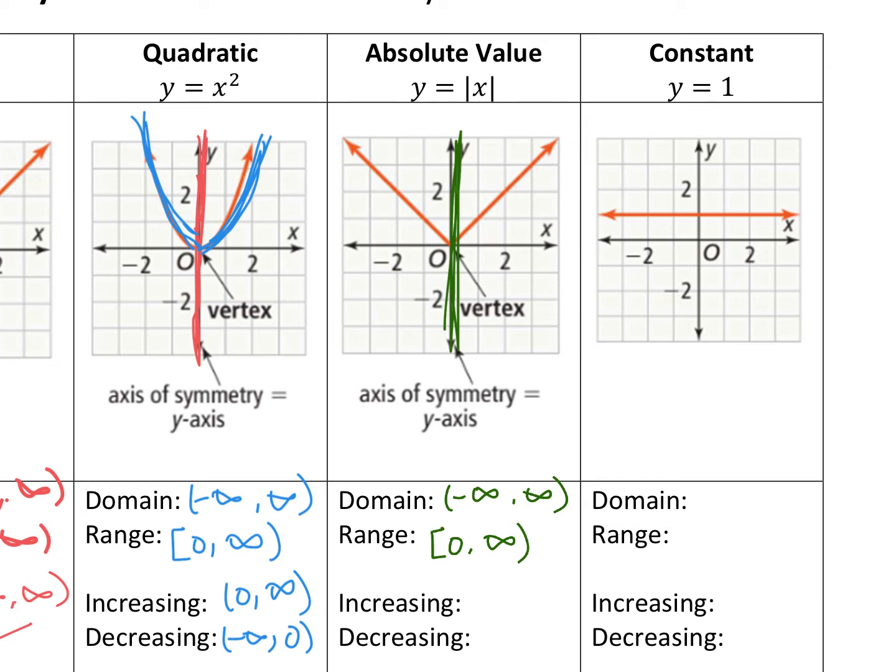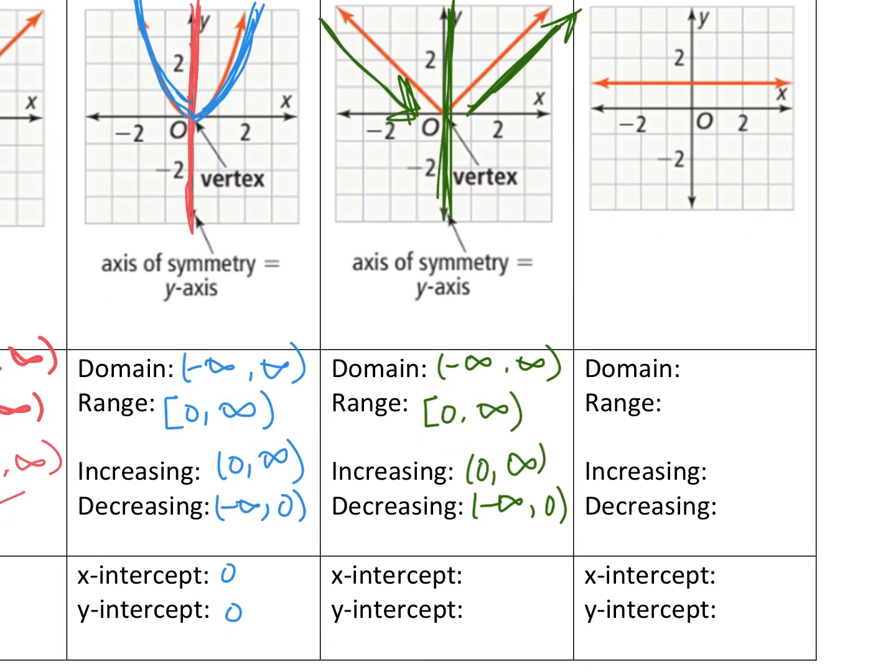Okay, this function is increasing here on the right side. It's going up from left to right. So we don't include that 0 in the middle, the neutral. So it's increasing from 0 to positive infinity. And it is decreasing from left to right, going this way, from negative infinity all the way to that 0. And again, we're not including the 0, which is why we have parentheses versus brackets. The x and y intercept for this particular graph is at the origin again. So x-intercept is 0 and y-intercept is 0.